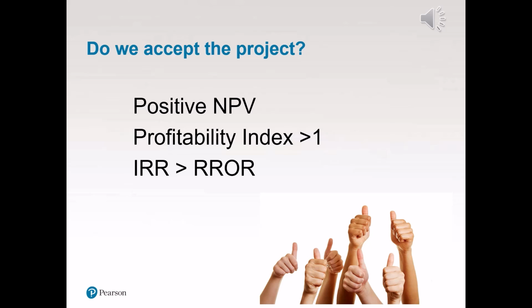These are the 3 questions that we ask ourselves to evaluate a project. Positive net present value gives us a dollar number. The profitability index compares the exact same 2 numbers, so it gives us a ratio which may be valuable in comparing it to other projects. If we have a positive net present value, then our profitability index will be greater than 1. The third question we want to ask ourselves is the internal rate of return greater than our required rate of return?